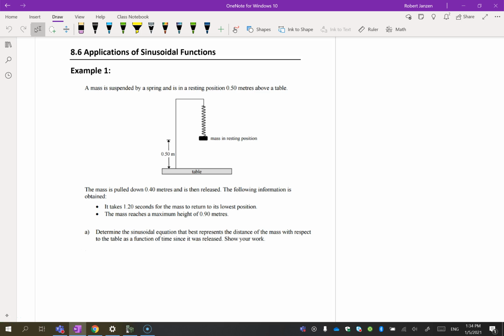All right, this is the last lesson of the unit, which means it's the last lesson of the year. Applications of sinusoidal functions. This is really very similar to what we've been doing. The only difference is you need to figure out some of the information first before you can come up with the answers to the question. Okay, so let's take a look at the first example.